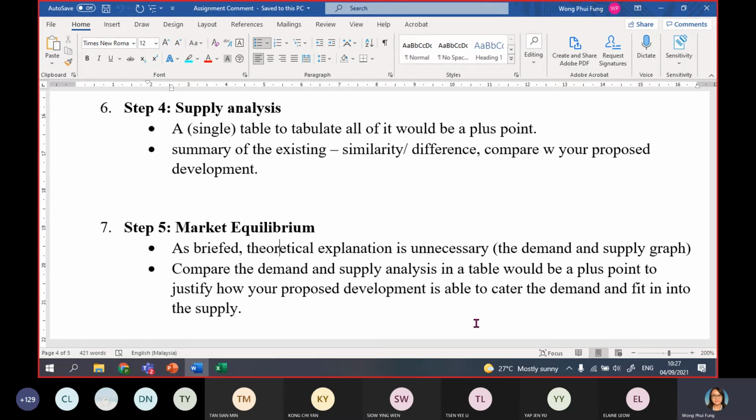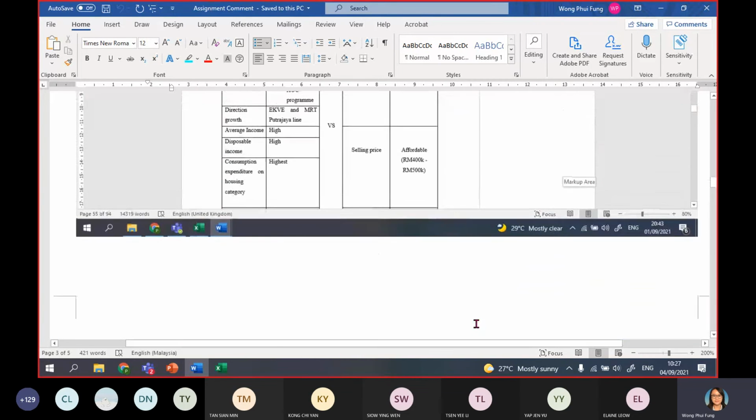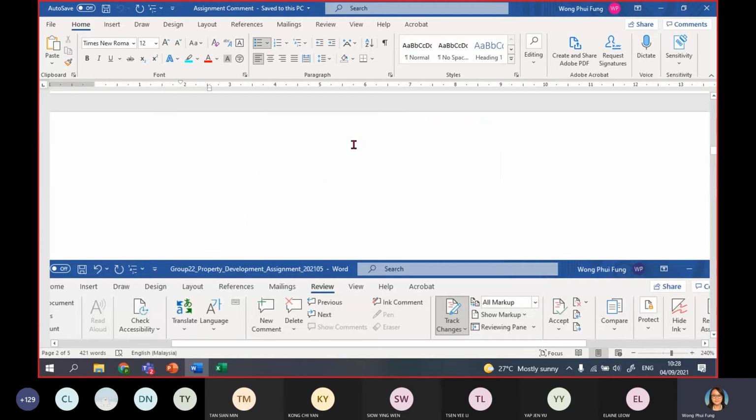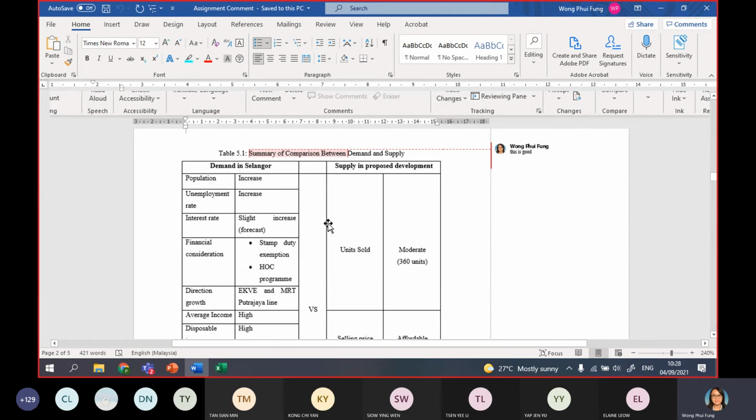Comparing the demand and supply analysis in a table will be a plus point to justify how your proposed development is able to cater. This one I will credit to group 24, the highest group. I feel group 24 did quite good: they summarize the comparison between the demand and supply from the previous steps, then tabulate it in a table. After that, they give a very short, very comprehensive discussion about their findings and justification. So this table I would think is quite good.